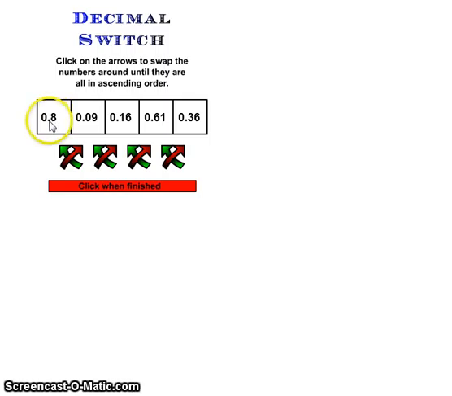Our next one to put in order are 0.8, 0.09, 0.16, 0.61, and 0.36. So if you do the same method as I just showed you, looking at the tenth place, you can see that the 8 is greater than the 0, the 1, the 6, and the 3.